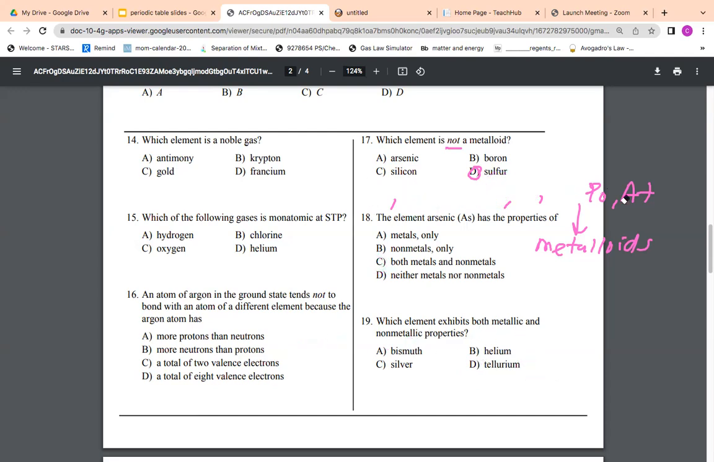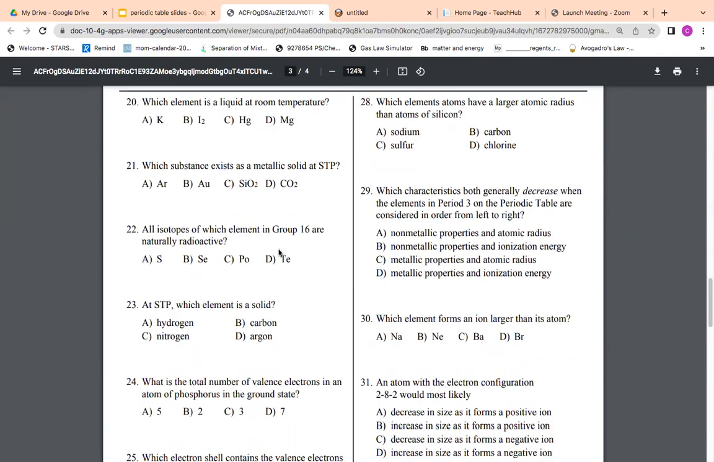It takes so long to erase. Okie dokie. Moving on to the next page.